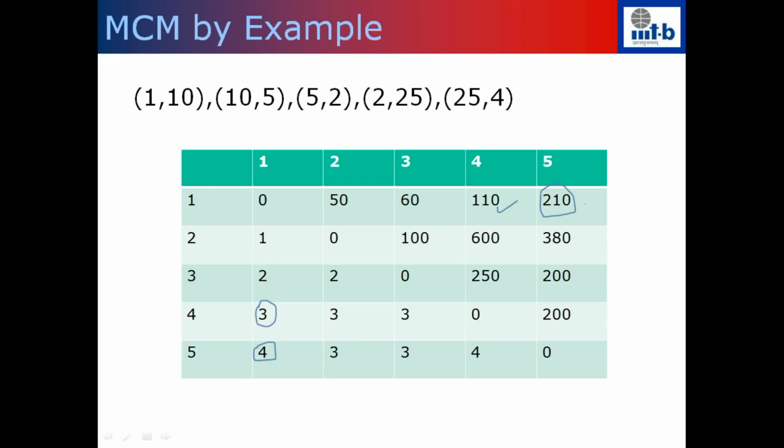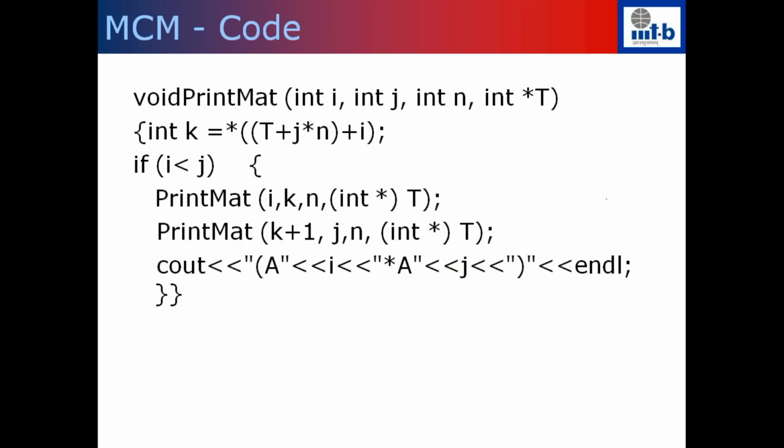I repeat, the T of i comma j is given by one of the values of k, where k is anywhere between i and j, and whichever k gives us the minimum value, that particular k is kept track of in T of j comma i. So whichever k gives us the minimum value of T of i comma j is stored in T of j comma i. This will help us do the backtracking.